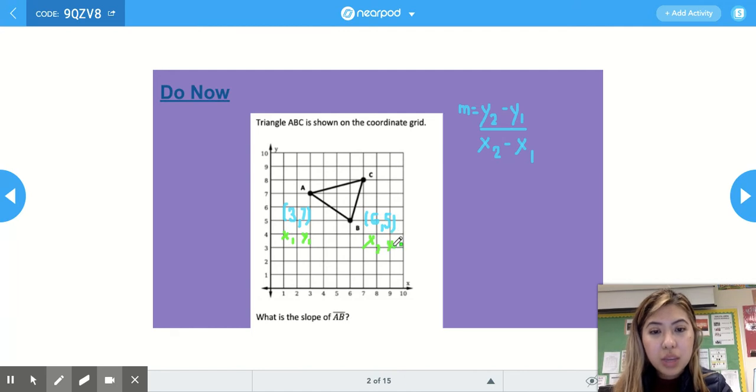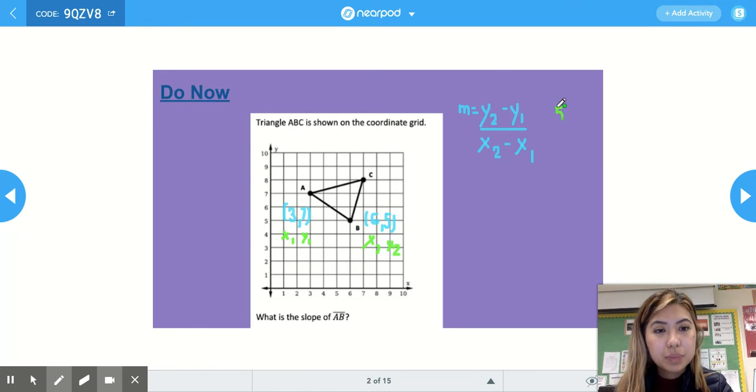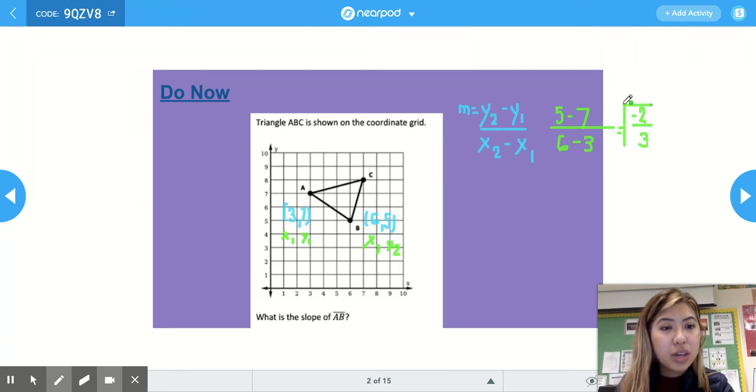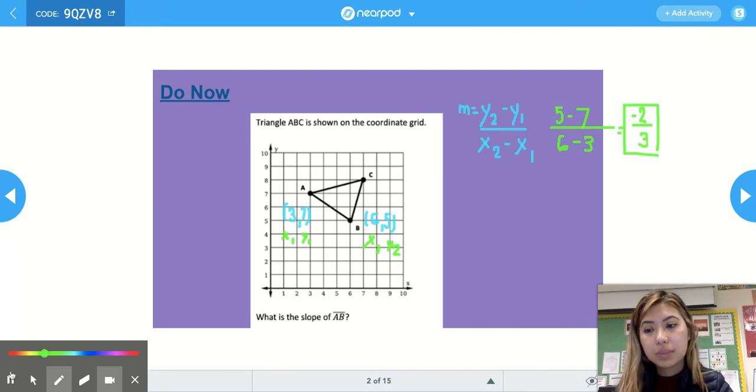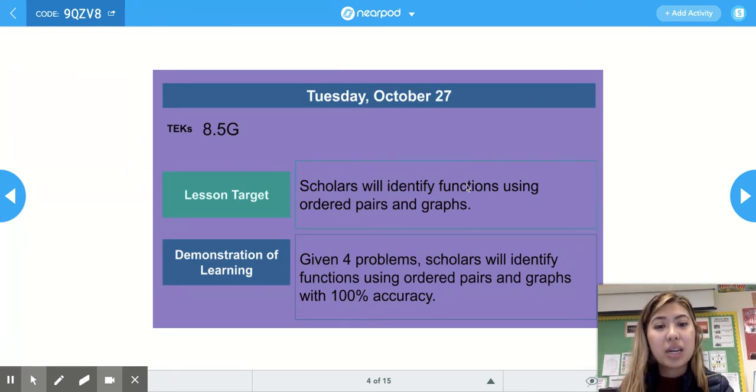So when I plug in the appropriate numbers to y2 minus y1, I get 5 minus 7 over x2, which is 6 minus 3. And then 5 minus 7 is negative 2, and 6 minus 3 is 3. So as you can see, using either method, we still got that the slope of line AB is negative 2 over 3.